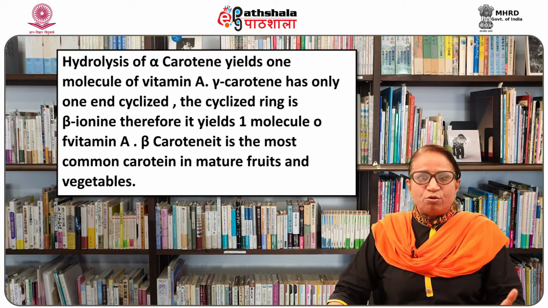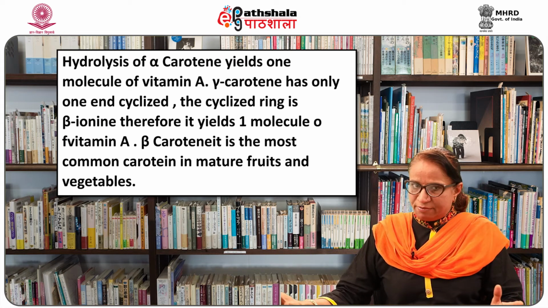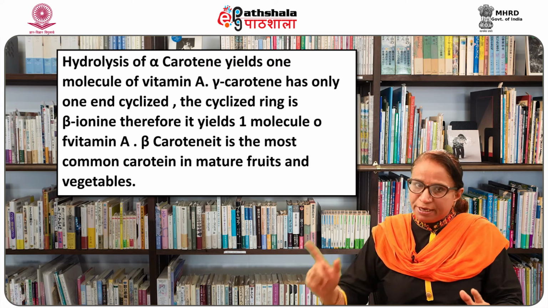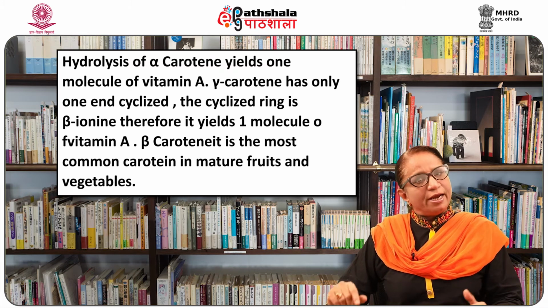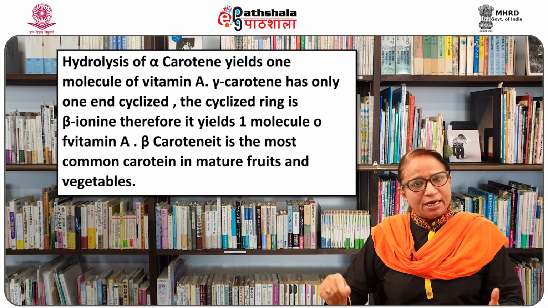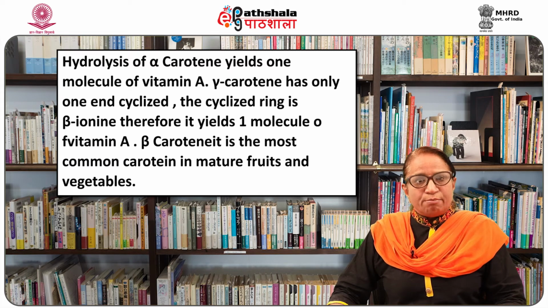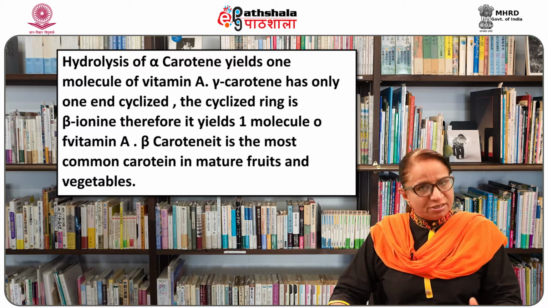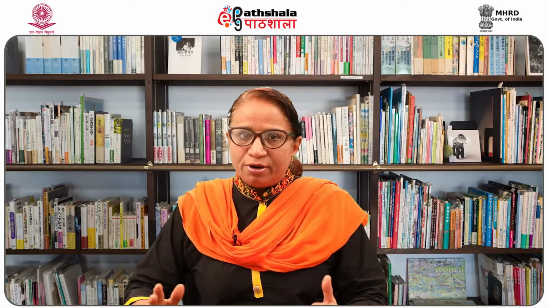Gamma carotene has only one end cyclized. The cyclized ring is a beta ionone ring. Therefore, it also yields one molecule of vitamin A. Beta carotene is the major common carotene in mature fruits and vegetables. It yields two molecules of vitamin A on hydrolysis.